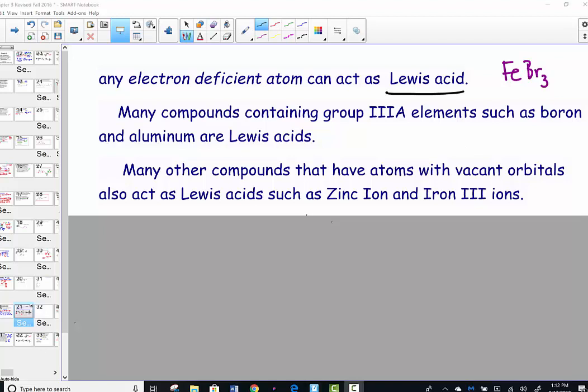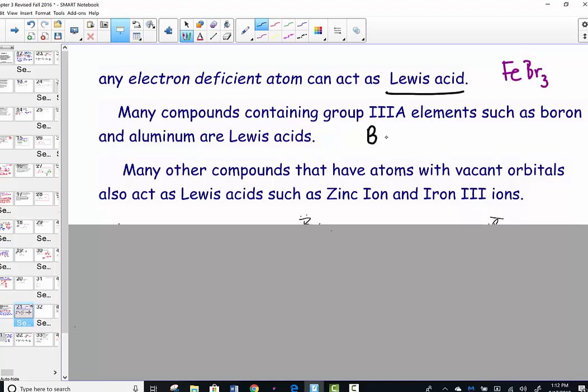Okay, thank you. Any electron deficient atom can act as a Lewis acid. Many compounds that contain group 3A elements, and what does that mean? That could be boron and aluminum, which are group 3A. They're very electron deficient, and they make very good Lewis acids. I need to define Lewis acids, and we will in a moment, but they are electron pair acceptors. And I'm going to stress that in a moment.